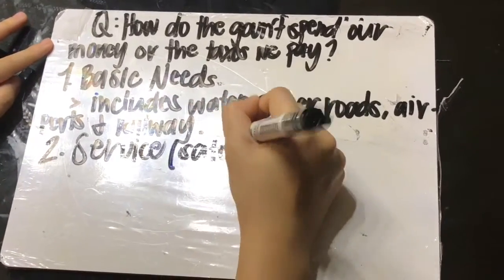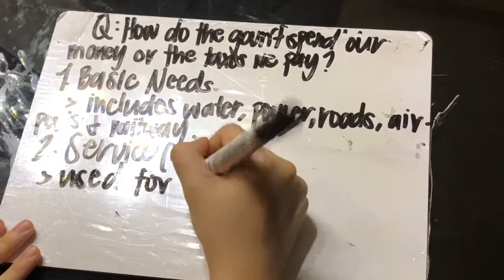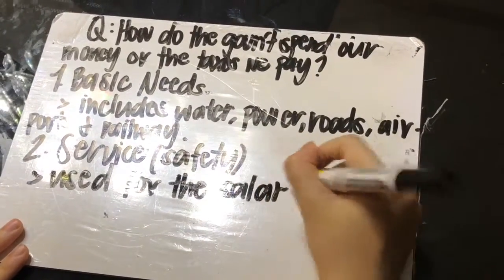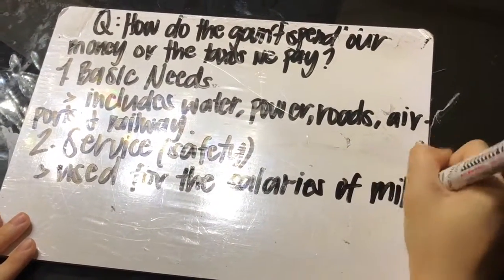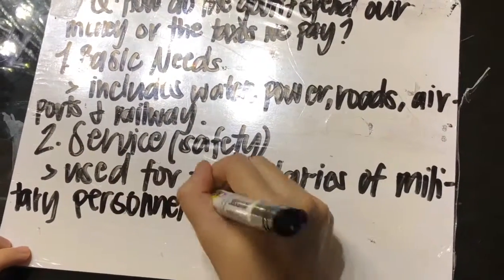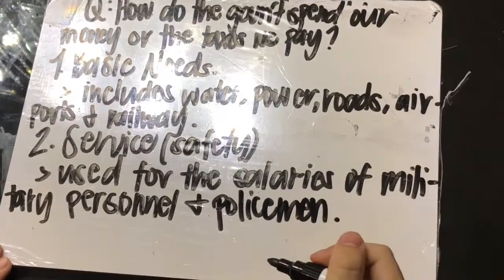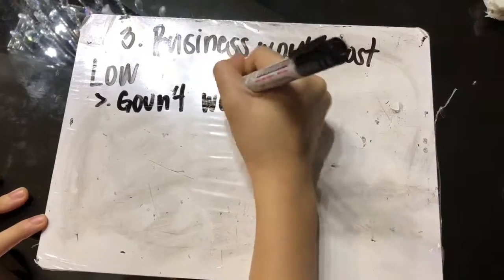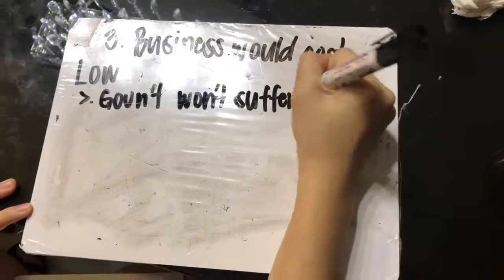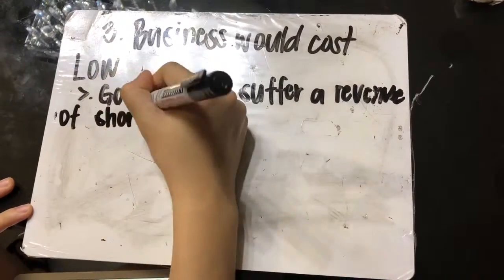Second, service. Taxes are used for salaries of military personnel and policemen who keep peace and order in the country. Training and equipment of security forces are upgraded, putting them in a better position to defend us. Number 3, businesses. The government won't be suffering a revenue shortfall if taxes are collected.